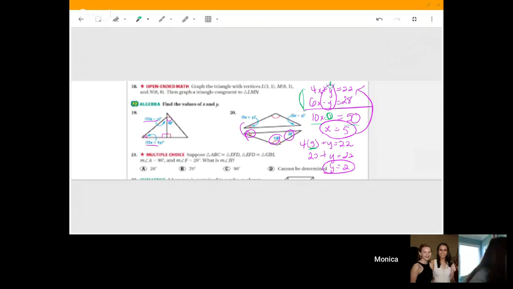Okay. So now number 19 is a little different. You're still going to set your problem up the same way, except do you remember back in algebra, sometimes you had to multiply through every term in the equation to get it to where you could eliminate a variable?